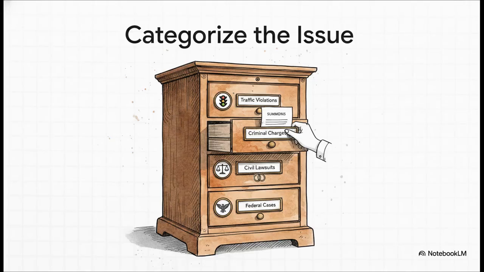Moving right along to Section 2, identifying the case type. Now, what's really interesting about this slide is that before you even type a single name into a database, you have to establish what kind of record you actually need. Why? Because state and federal courts literally do not talk to each other. So ask yourself, are you looking for a traffic violation, criminal charges, a civil lawsuit, divorce and family court, probate and estate matters, or maybe a federal criminal or bankruptcy case? Categorizing the issue right now eliminates the vast majority of failed searches.